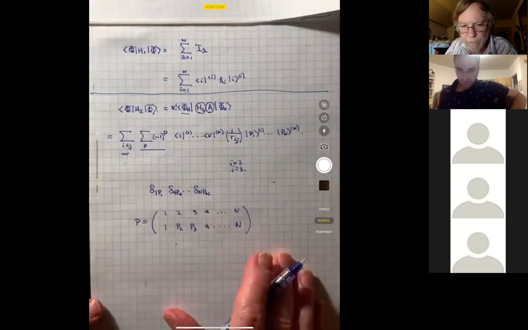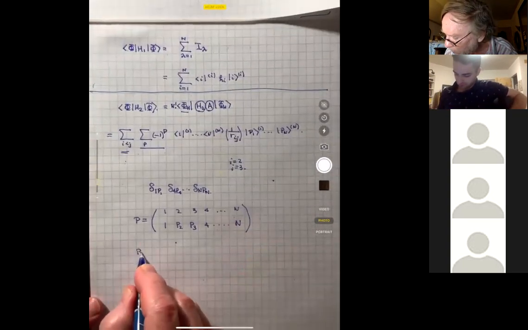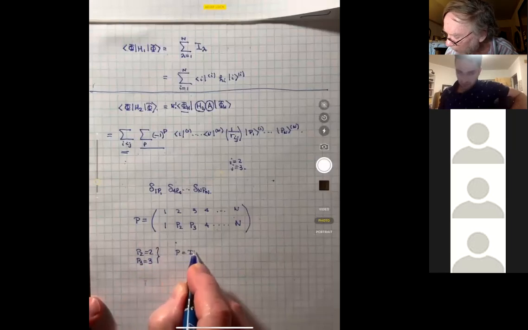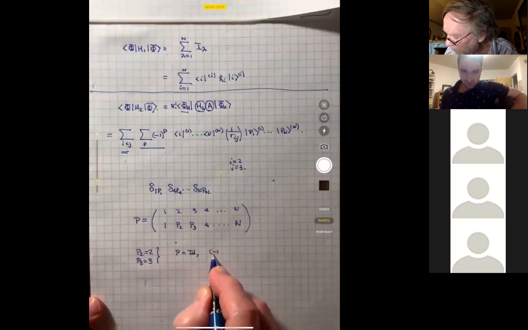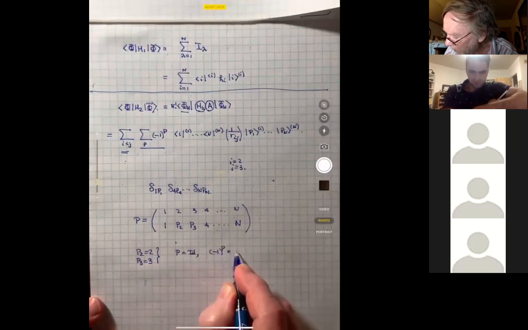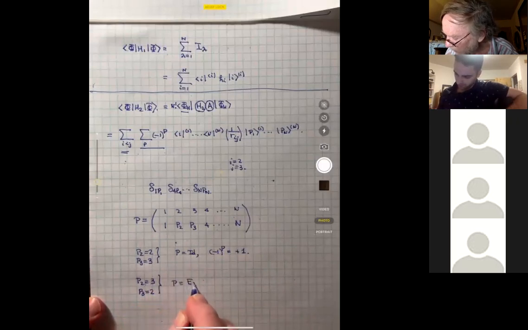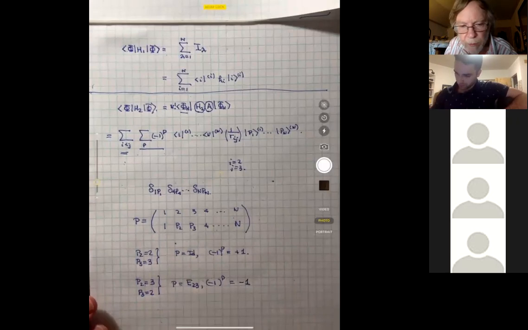Here's what they are. We have P2 is equal to 2 and P3 is equal to 3. That makes this permutation equal to the identity, and that makes the sign of that permutation equal to +1. The other possibility is that P2 is equal to 3 and P3 is equal to 2. That makes the permutation equal to the exchange of 2 and 3. And -1 to that permutation is equal to -1 because an exchange is an odd permutation.